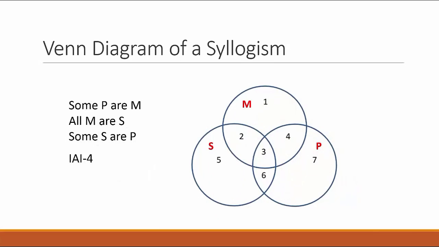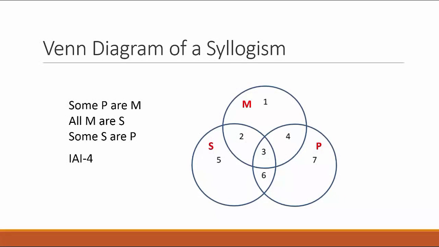Let's test the validity of another syllogism, this time an argument that has particular claims in it. Some P are M, all M are S, some S are P. This is a syllogism with the mood I, and the figure 4. Remember that we indicate a particular claim in a Venn diagram by drawing an X in the appropriate area.